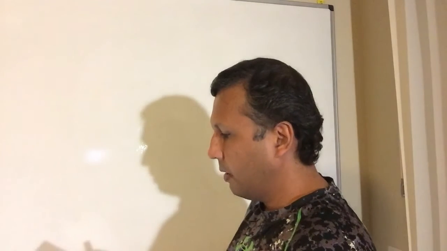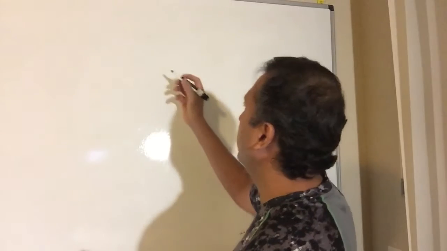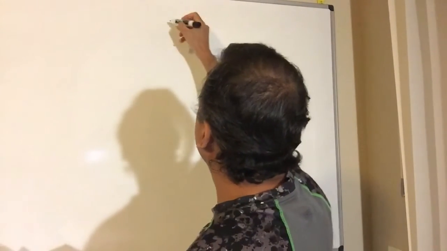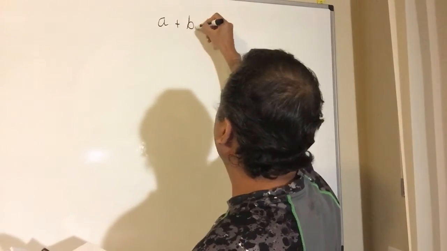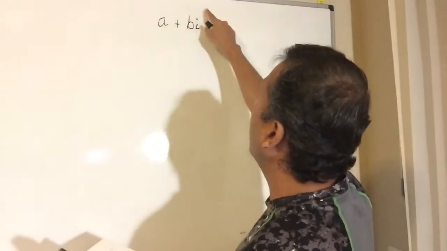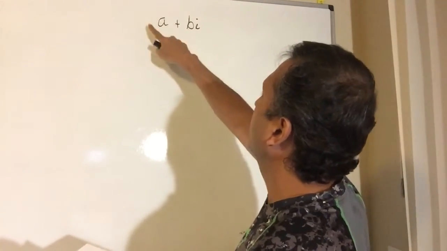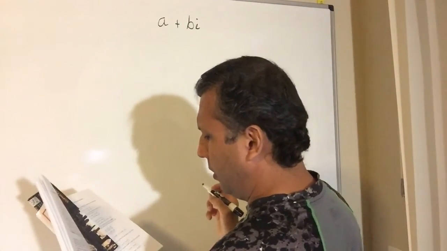The text says Euler's formula expresses a complex number in terms of an exponential function. So a complex number is in the form of a plus bi. Okay, so that's a complex number. This is the imaginary part, and this is the real part.